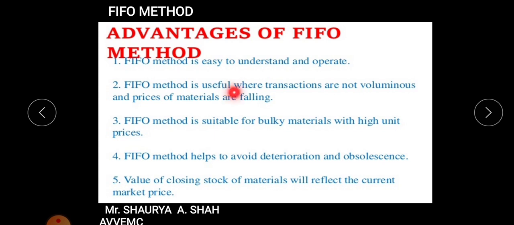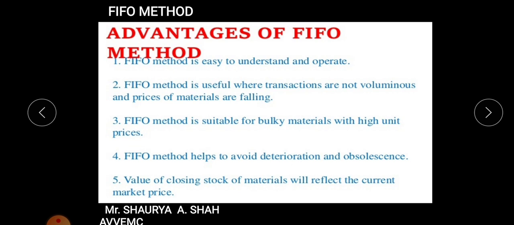The FIFO method is useful where transactions are not voluminous and prices of material are falling. It is useful where transactions are in limited quantity, and second, the price of material is continuously falling. When you purchase the goods, you are using them at the earliest. So when the prices are falling, you can use this method because the loss is very minimal.